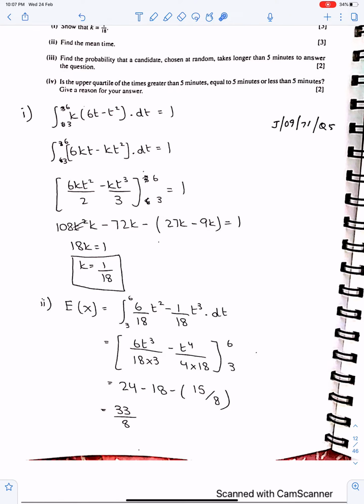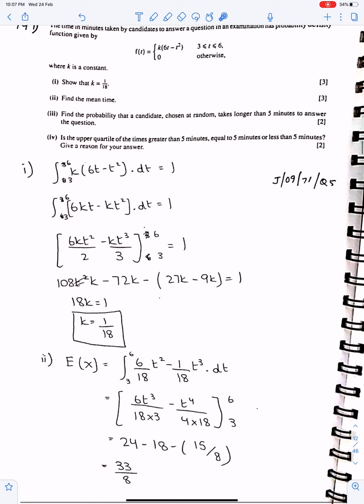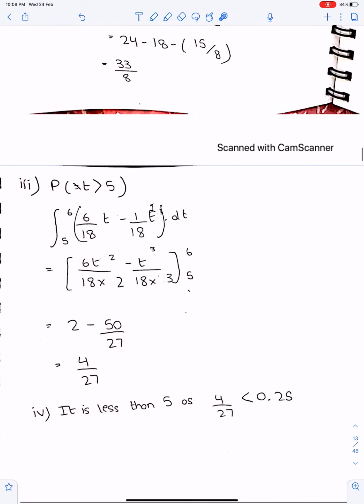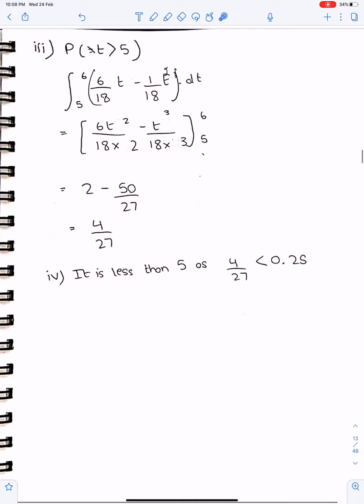Now the next part, the last part. Is the upper quartile of the times greater than 5, equal to 5 or less than 5 minutes? Give a reason for your answer. They're asking whether the upper quartile is less than, greater than or equal to 5. This is so simple. You just need to check the probability of this greater than 5 thing. I mean, you should check this answer.